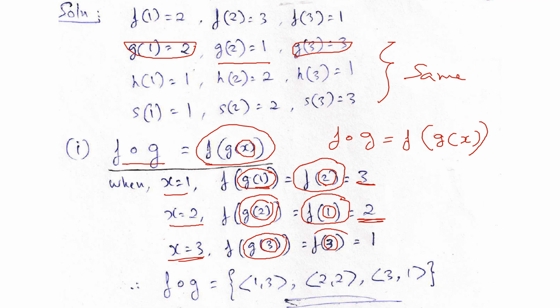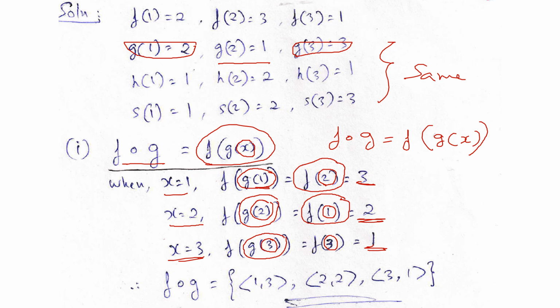Now this entire thing, what is that? f of 3. What is f of 3? f of 3 is equal to 1. See the top line, f of 3 is equal to 1. So now how to conclude this?